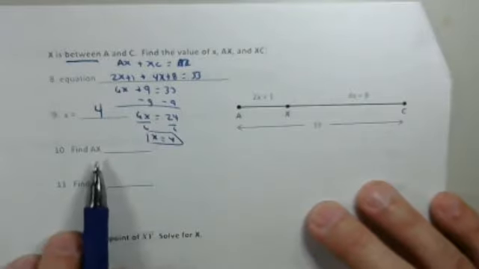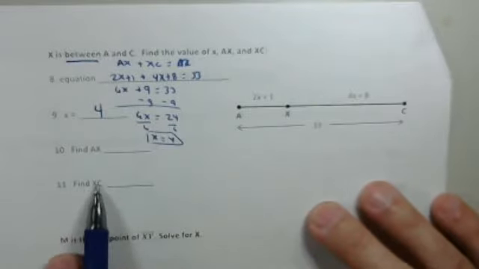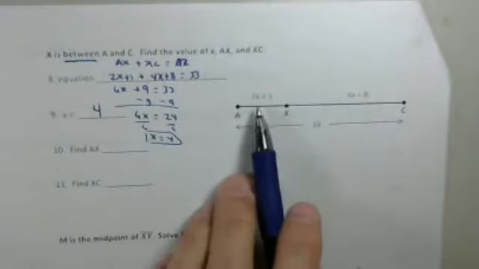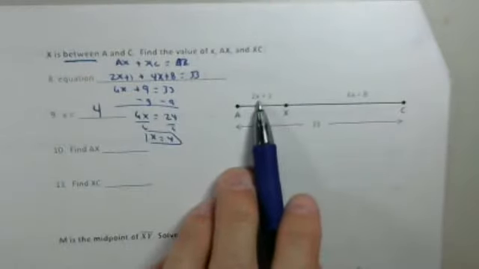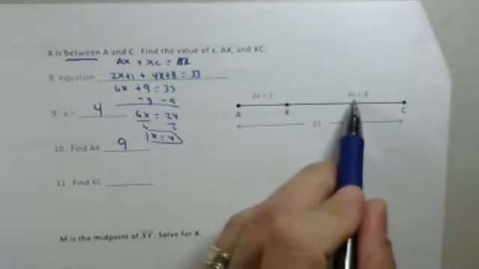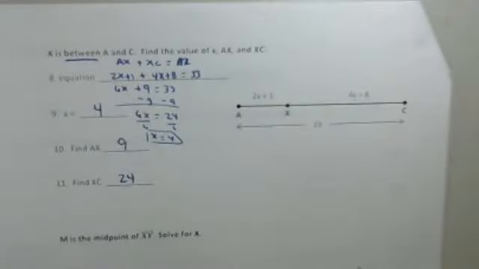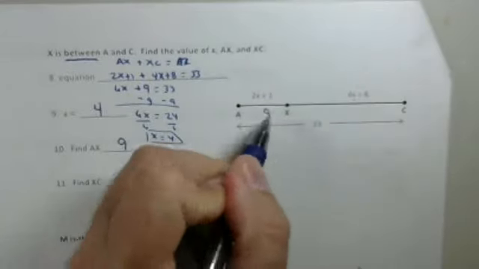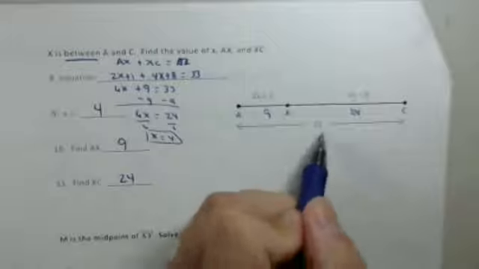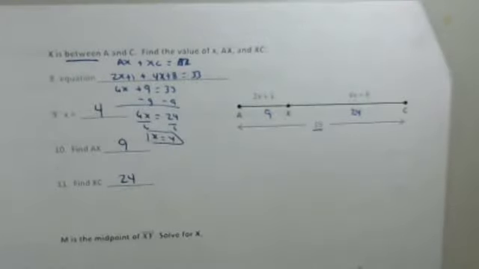Now notice here they want us to go a step further and find AX and XC. So now we'll just take this 4 and substitute it in. So 2 times 4 is 8, plus 1 is 9. 4 times 4 is 16, plus 8 is 24. And then just to check your math, we know that 9 plus 24 does equal 33, so we know we're good.